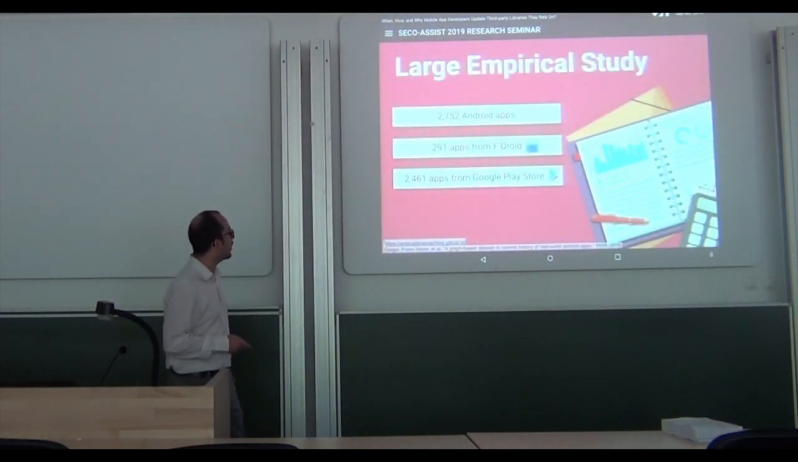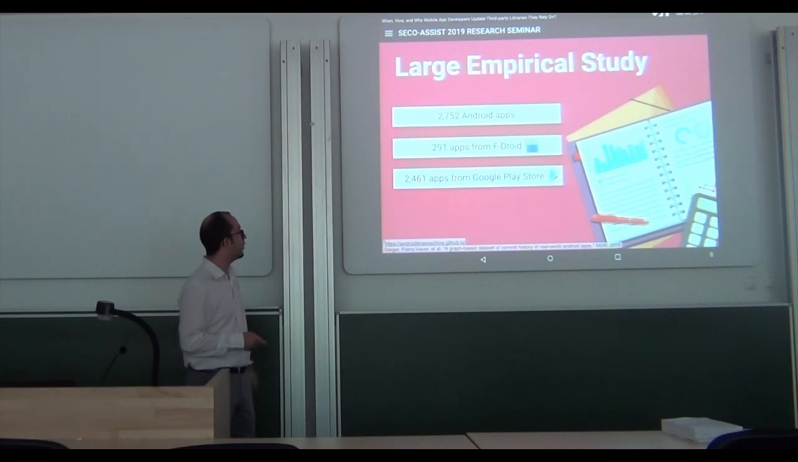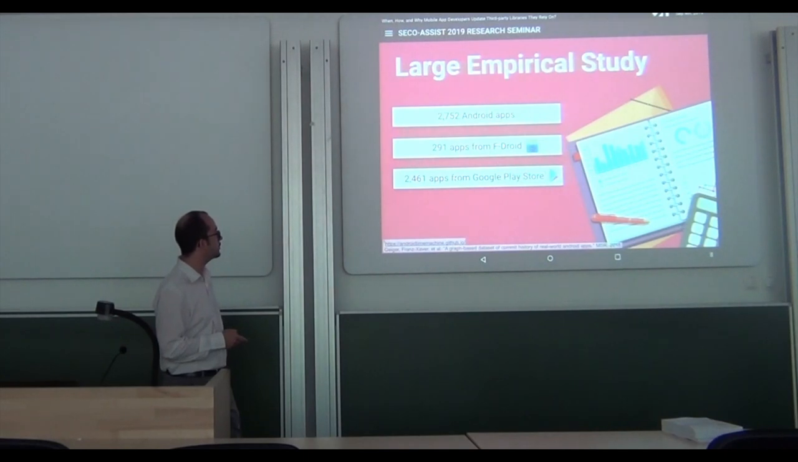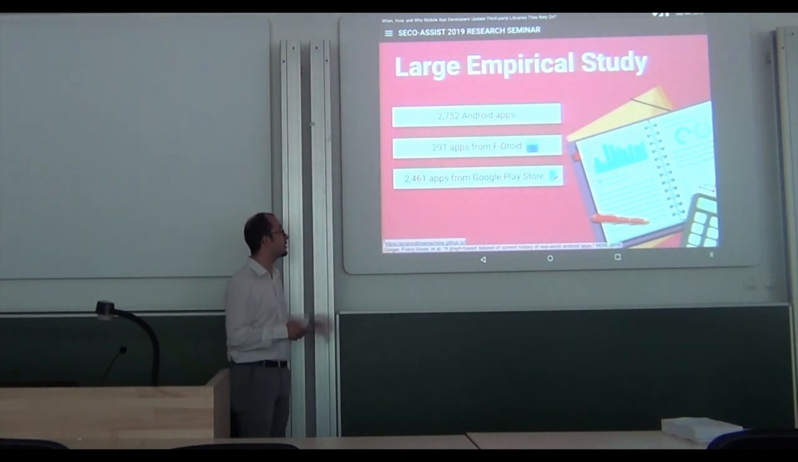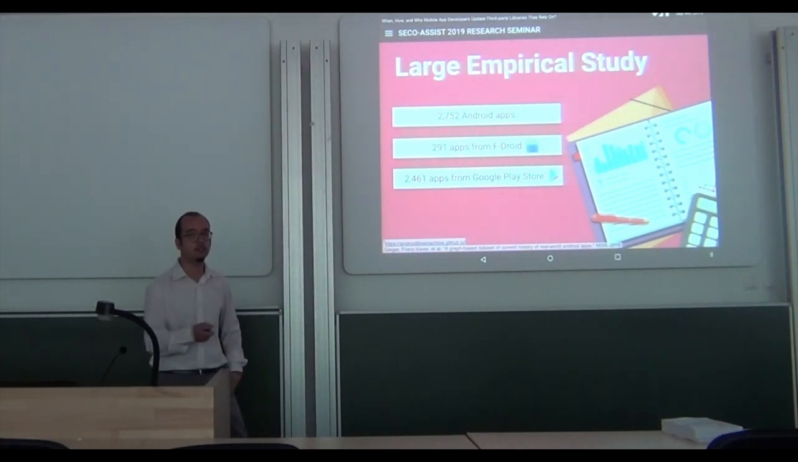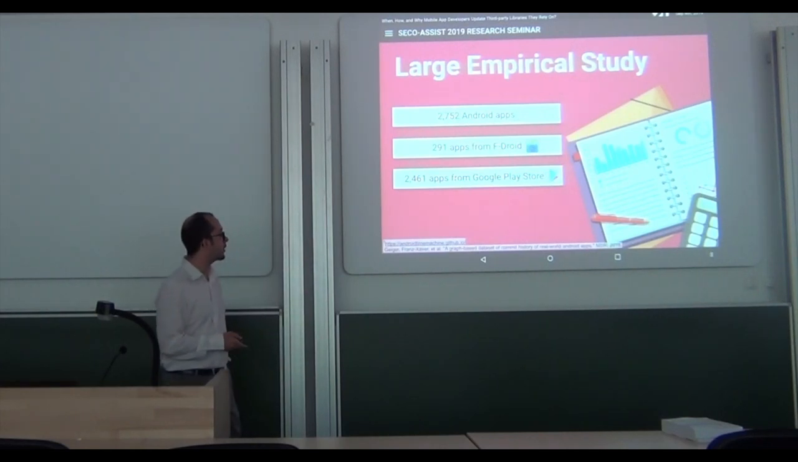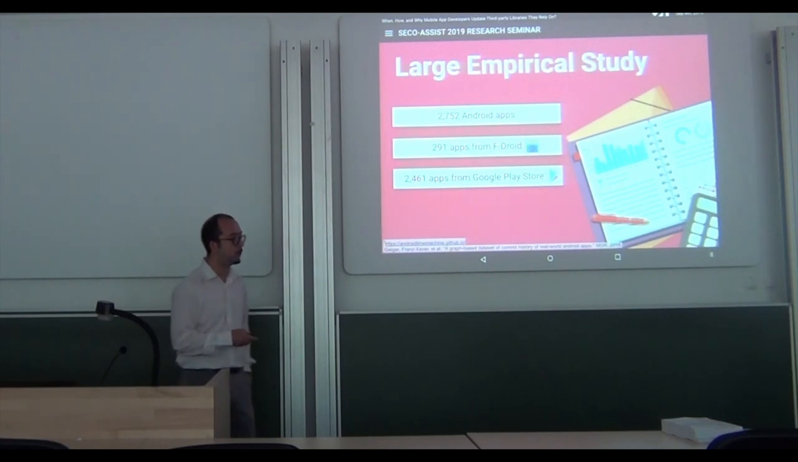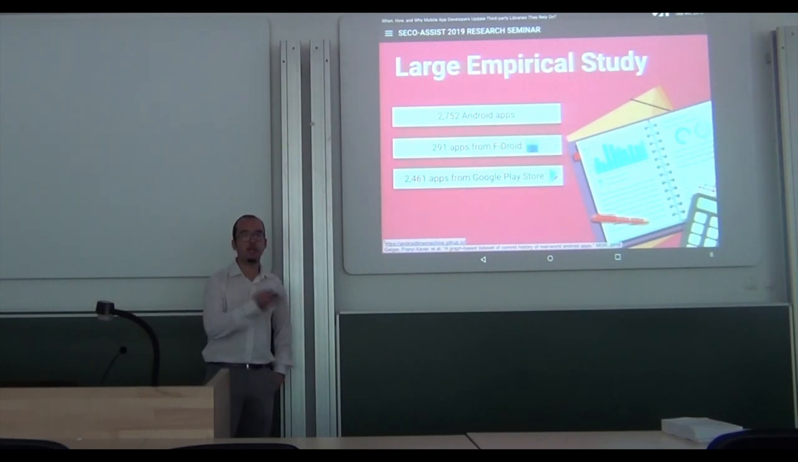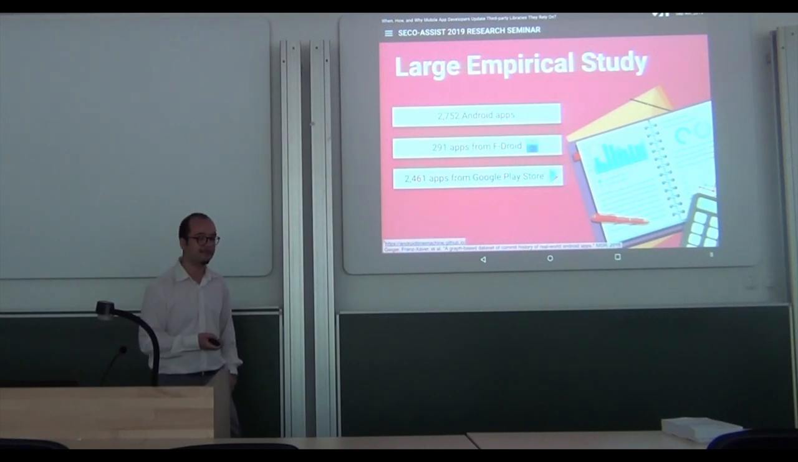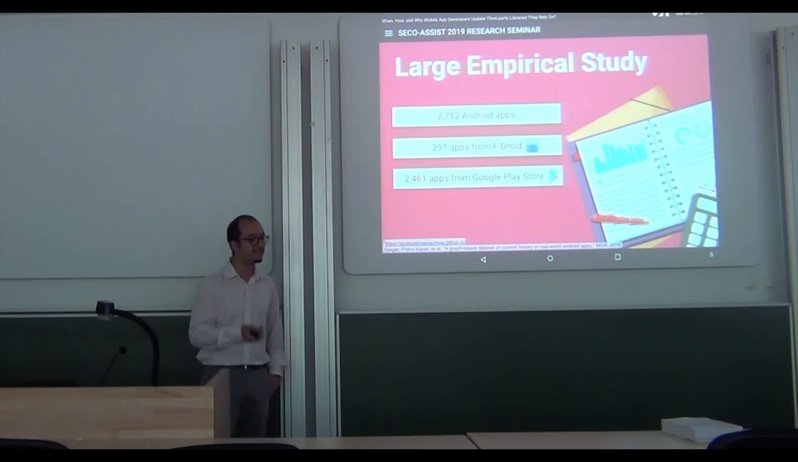So we conducted a large empirical study on almost 3,100 applications, almost 300 of them coming from F-Droid, the well-known source, while the remaining were coming from the WordPress store. In the beginning, we would like to select all the apps that are in the WordPress store. Of course, you cannot do it because it cannot scale.